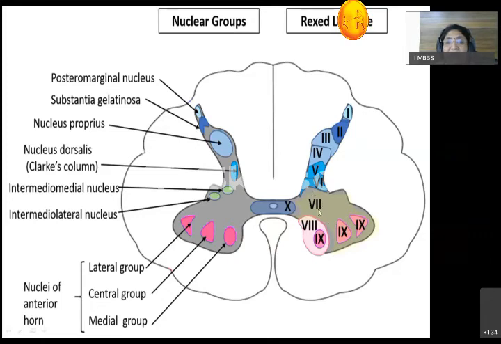seventh lamina. The eighth lamina corresponds with the nuclei which are present along the medial aspect, whereas the ninth lamina corresponds with all the nuclei which are present along the lateral aspect of the anterior horn, and the 10th lamina denotes whatever nuclei are present around the central canal. So all this is about Rexed laminae and gray matter.